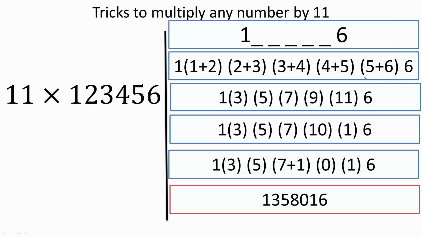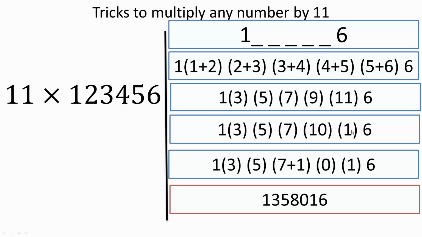The next step is to add up these numbers. 5 and 6 is 11, 4 and 5 is 9, 3 and 4 is 7, 2 and 3 is 5, and 1 and 2 is 3. If a number in the parentheses is 10 or above, you need to do a special thing. You keep the unit digit, so the 1 here, and you transfer a 1 over here. 9 plus 1 is 10. You keep the single digit, you have a 0, and you transfer the 1 to this side. 7 plus 1 is 8.